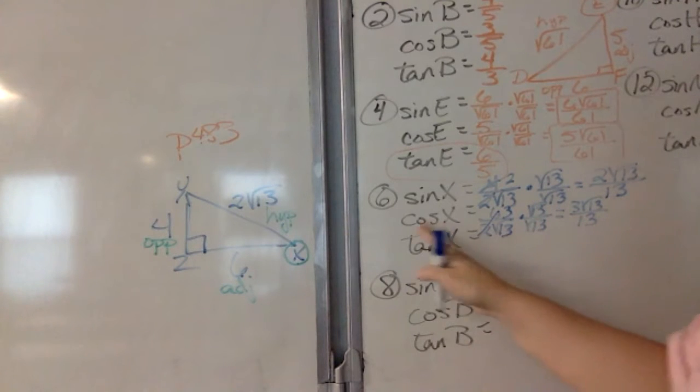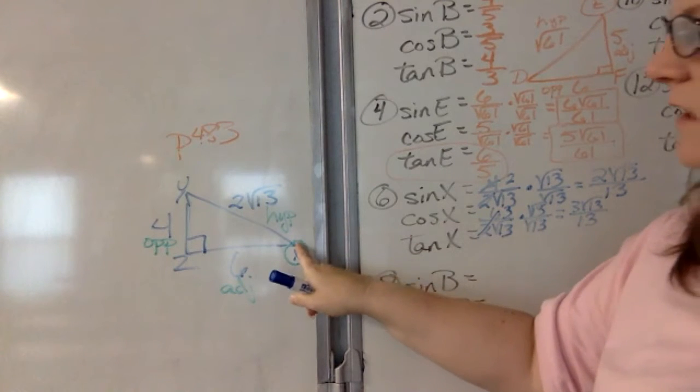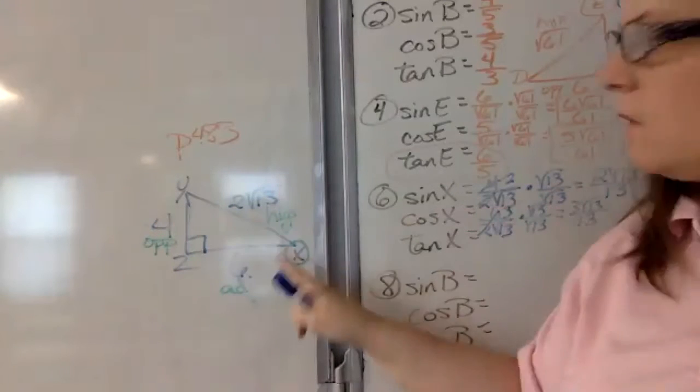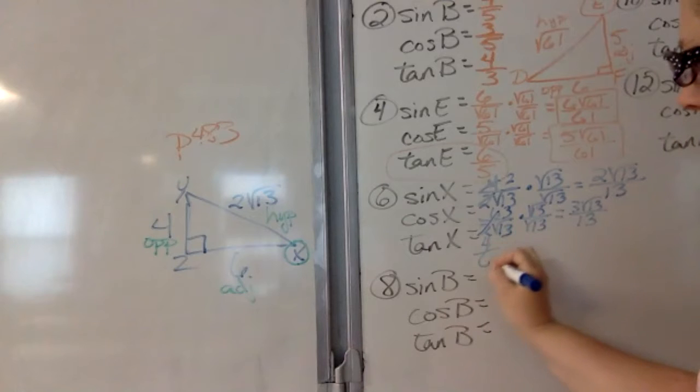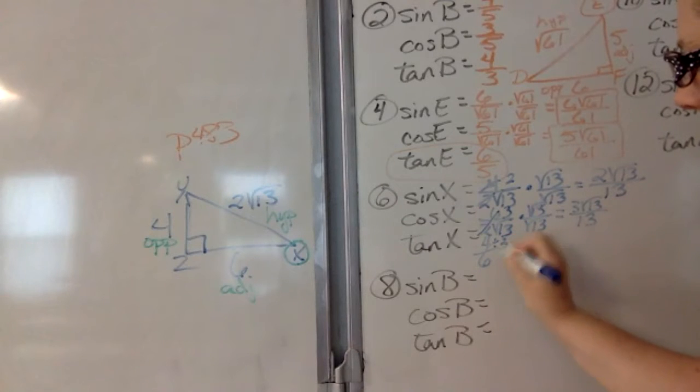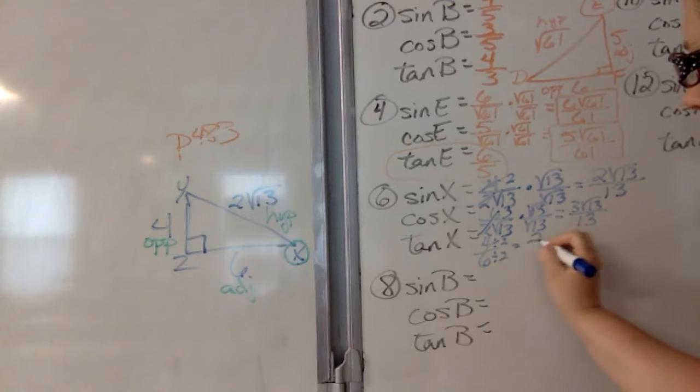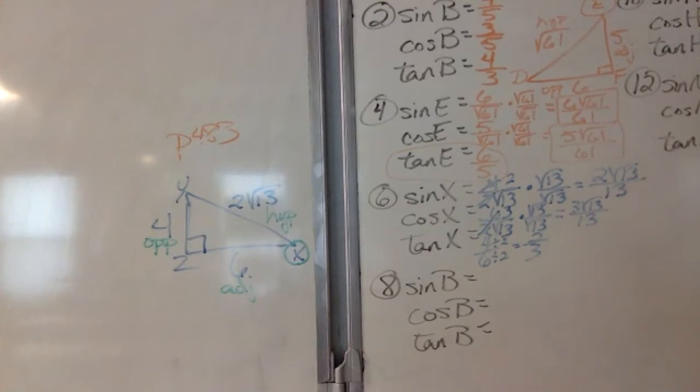And then your last one, your tangent. Tangent is opposite over adjacent. So 4 over 6, which I can reduce both of those by 2 and get 2/3. So for number 6, you have 2 square root of 13 over 13 is your sine of x. Your cosine of x is 3 square root of 13 over 13, and your tangent of x is 2/3.